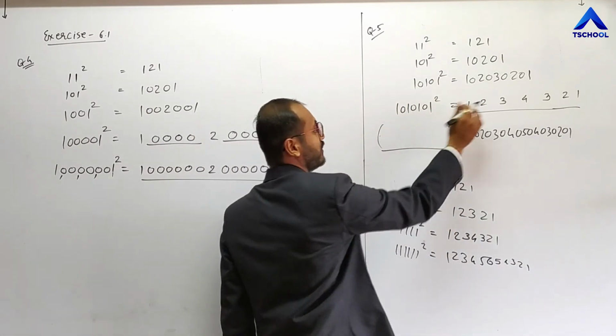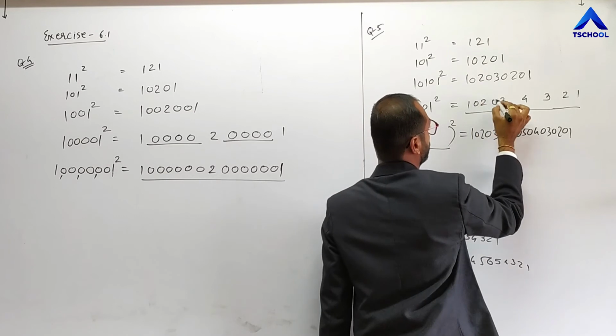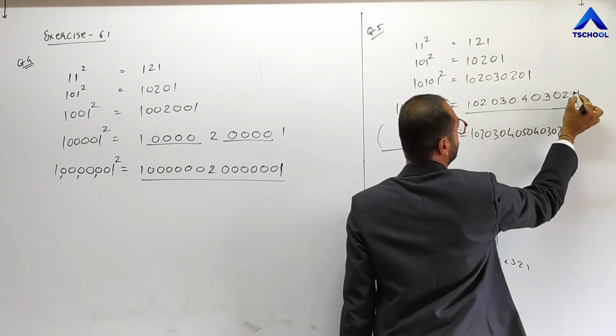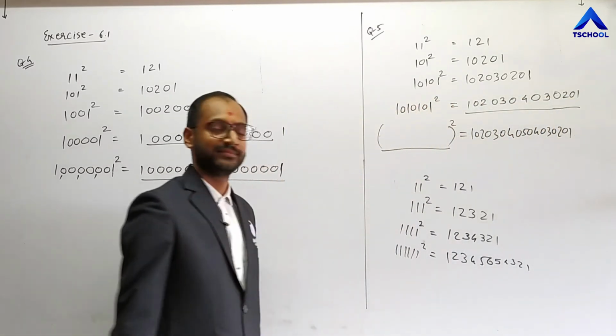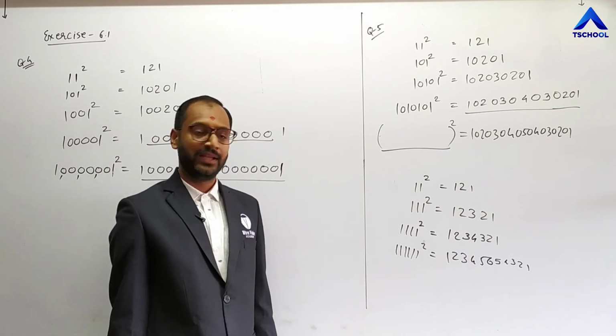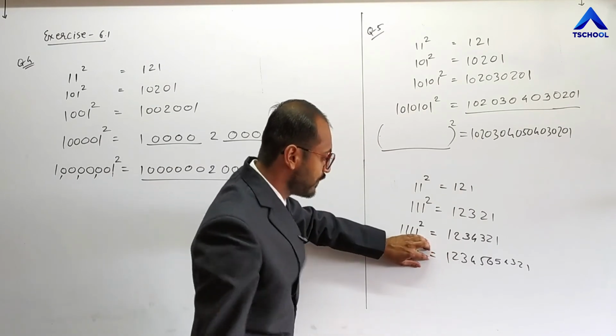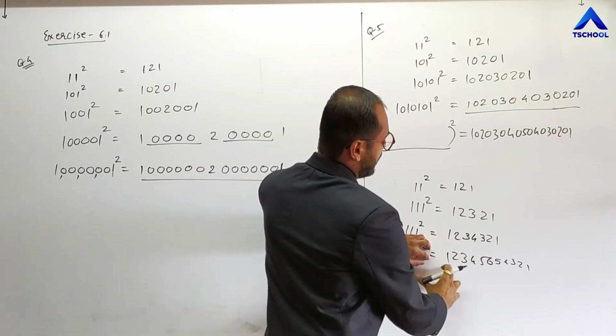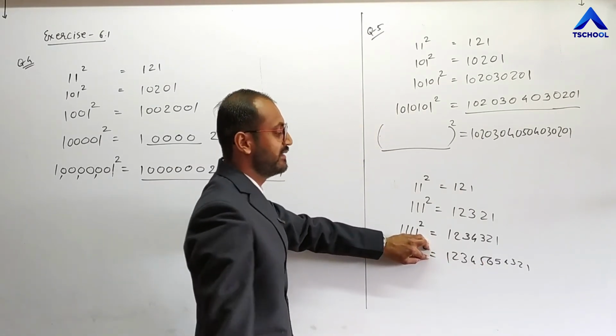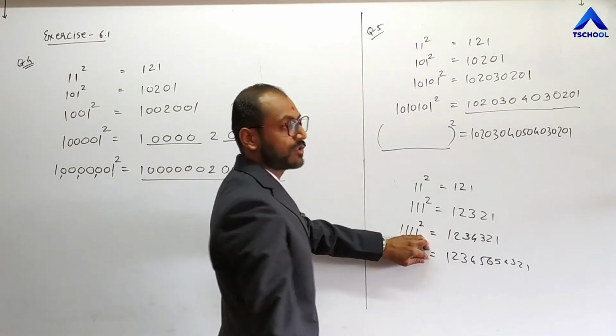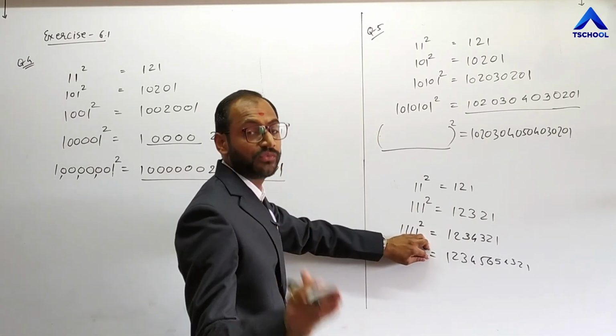Now put the zeros in this manner. 0, 0, 0, 0, 0, 0. This is the answer. Clear? Again, we can obtain the answer from the given number. This series is up to 6. So we can say that this answer is the square of 6 ones.